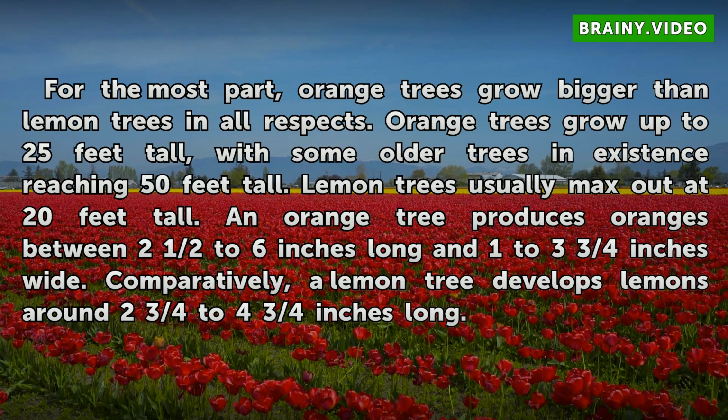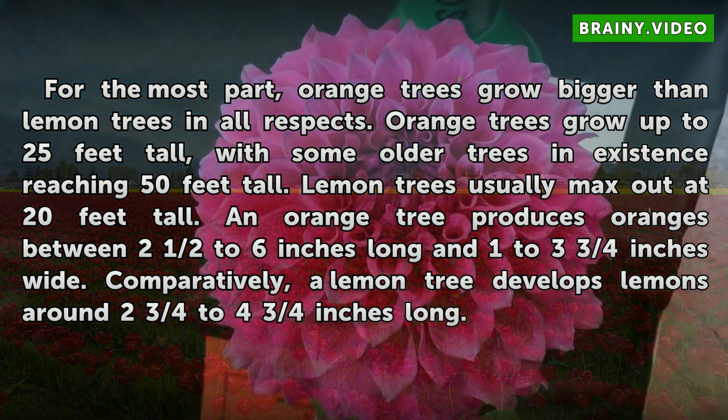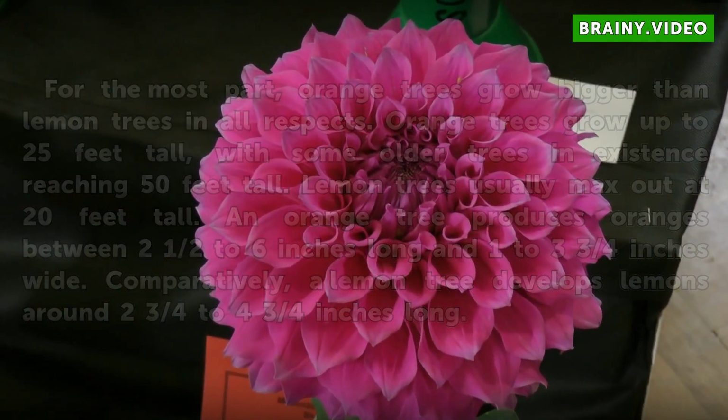An orange tree produces oranges between 2.5 to 6 inches long and 1 to 3.75 inches wide. Comparatively, a lemon tree develops lemons around 2.75 to 4.75 inches long.